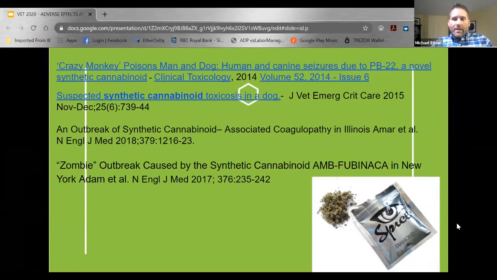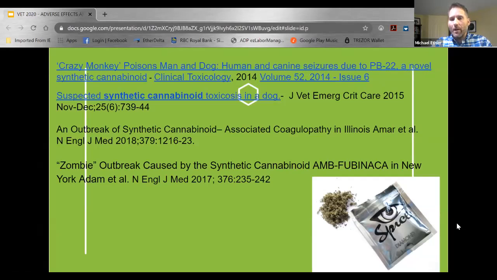There are reports, actually two now in the veterinary literature, of dogs being exposed to synthetic cannabinoids, one confirmed because they were able to do testing, another one highly suspected. And the big thing here is that the dogs develop much more pronounced or severe neurological signs than we would typically associate with THC exposure.